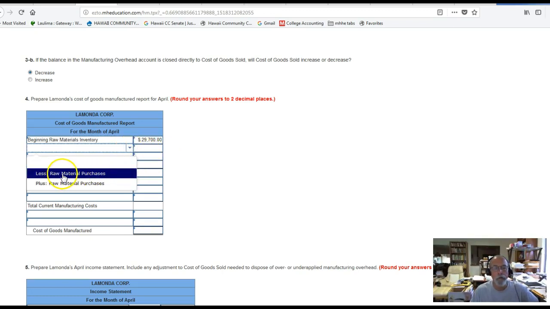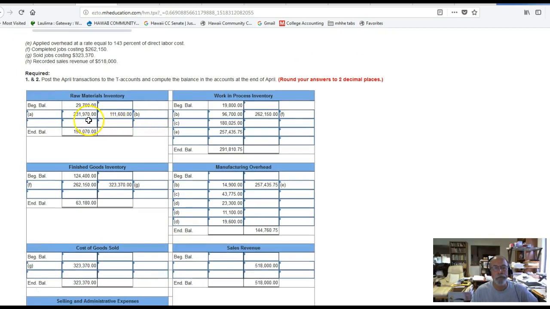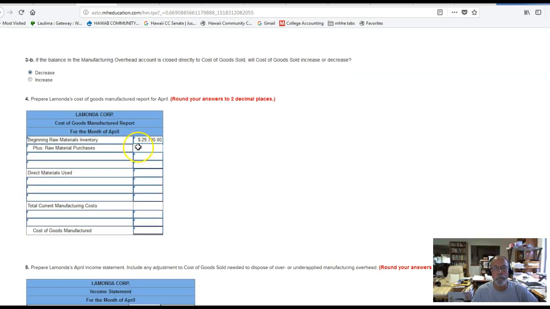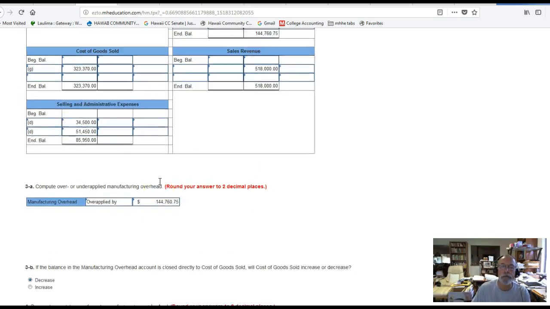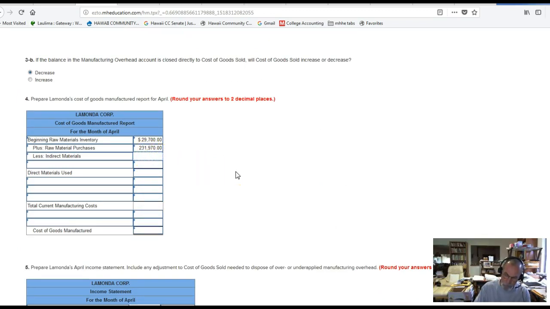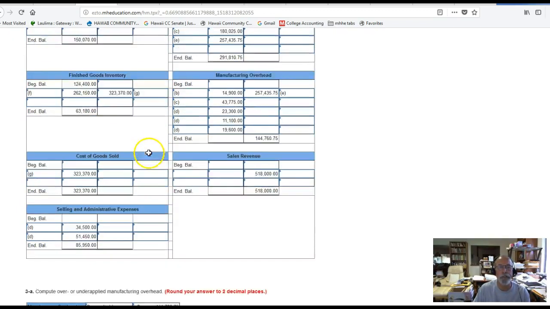And we're going to add the amount of raw materials purchased, which was $231,970. And we're going to take out of that total our indirect materials, which we accounted for as manufacturing overhead. That was $14,900. So we need to show that as a minus $14,900. And then we subtract our ending raw materials inventory balance, which is $150,070.